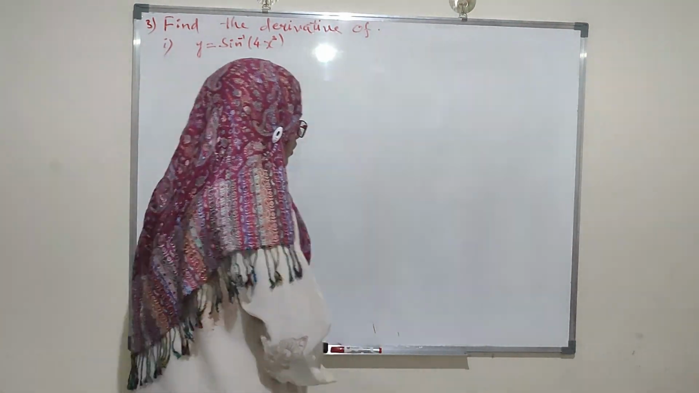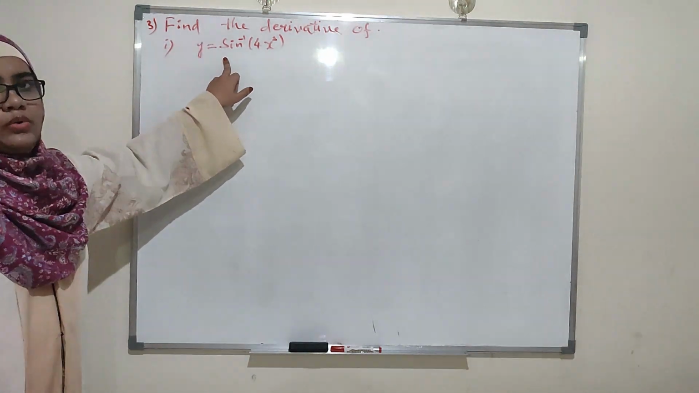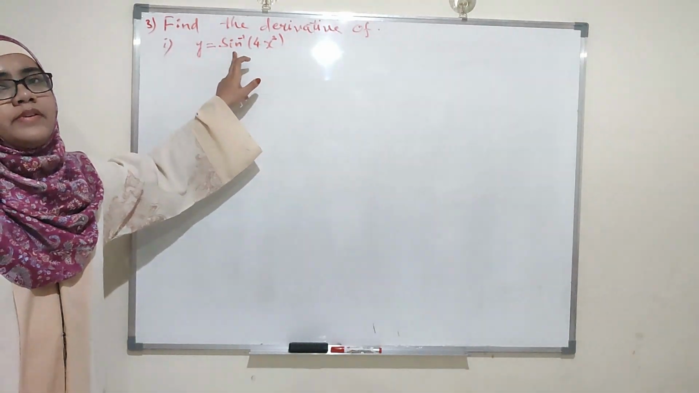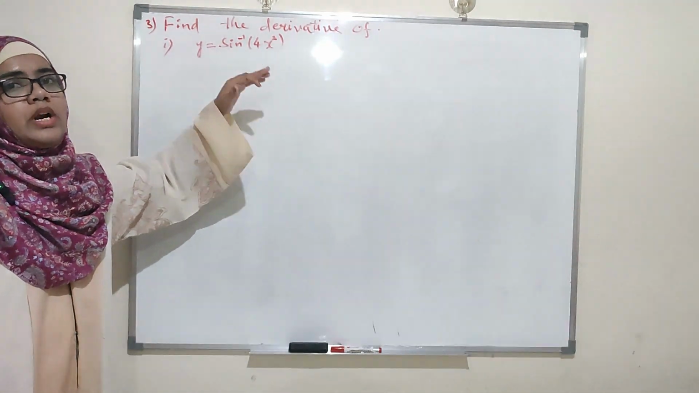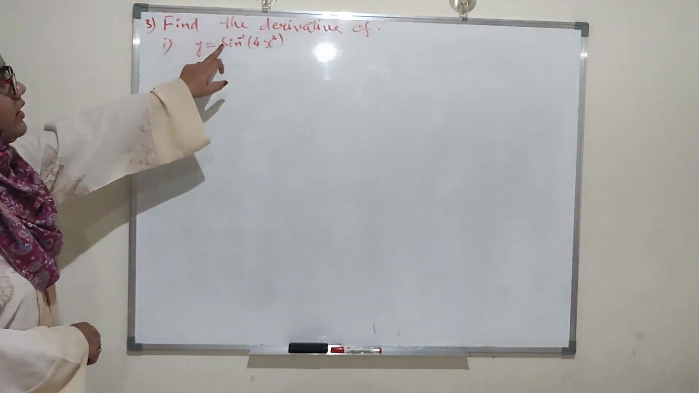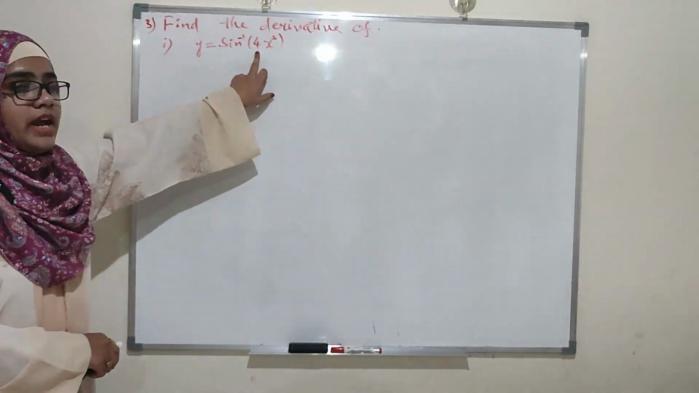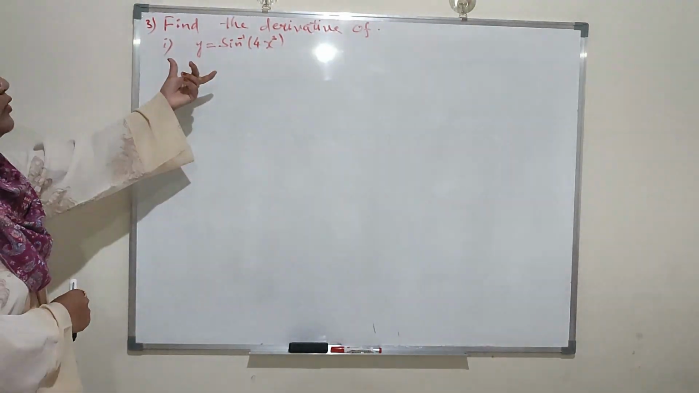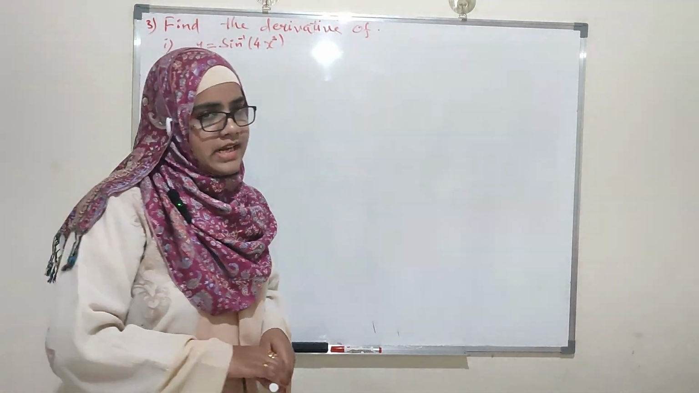So what is given to you? We all know that differentiation of sine inverse x is 1 divided by under root of 1 minus x square. But here sine inverse of 4x square is given to you. Then how to find such type of differentiation?